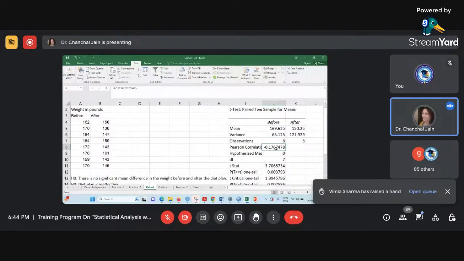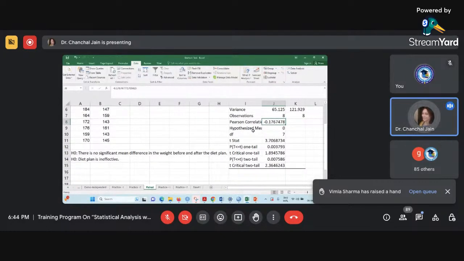So it's showing that there is a weak correlation between these two figures, and the correlation is negative. Coming down, the hypothesized mean we have defined there as 0. It is coming as 0. Degrees of freedom is 7. T statistic means this is the T calculated value.